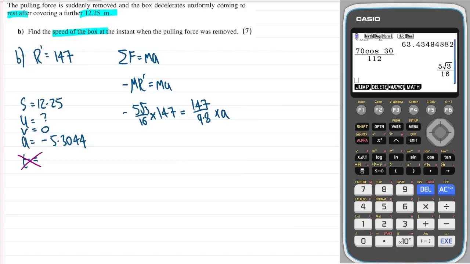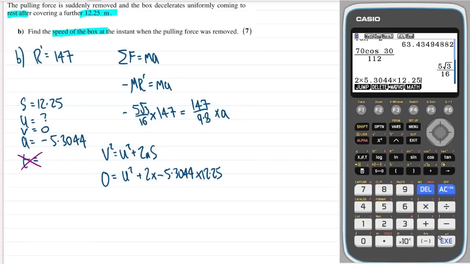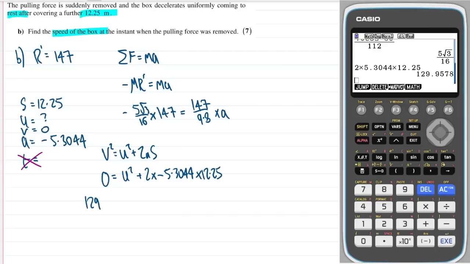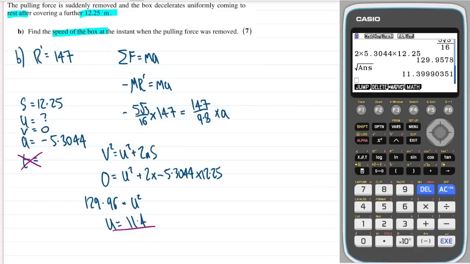Perfect. So that means we need to use V squared is equal to U squared plus 2AS. So we get 0 is equal to U squared plus 2 times minus 5.3044 times by 12.25. So all that goes over to this side, and we get 129.96 is equal to U squared. And then I can just square root my answer, and I get 11.4. Fantastic.